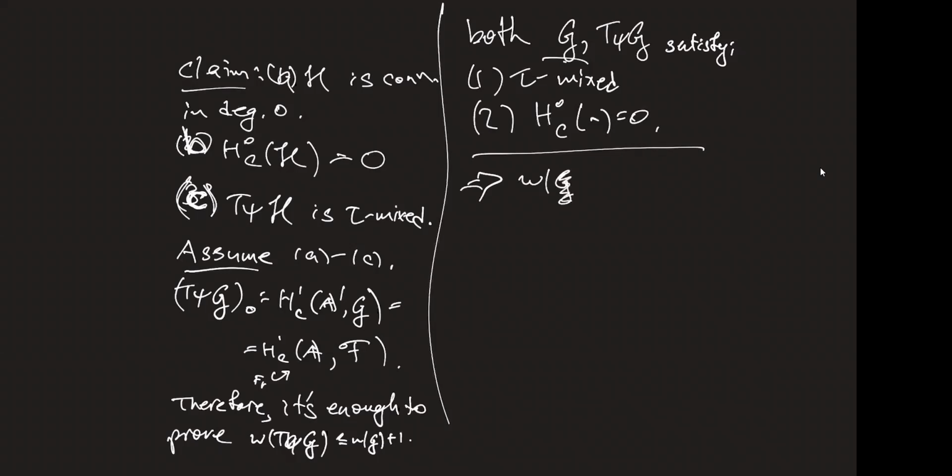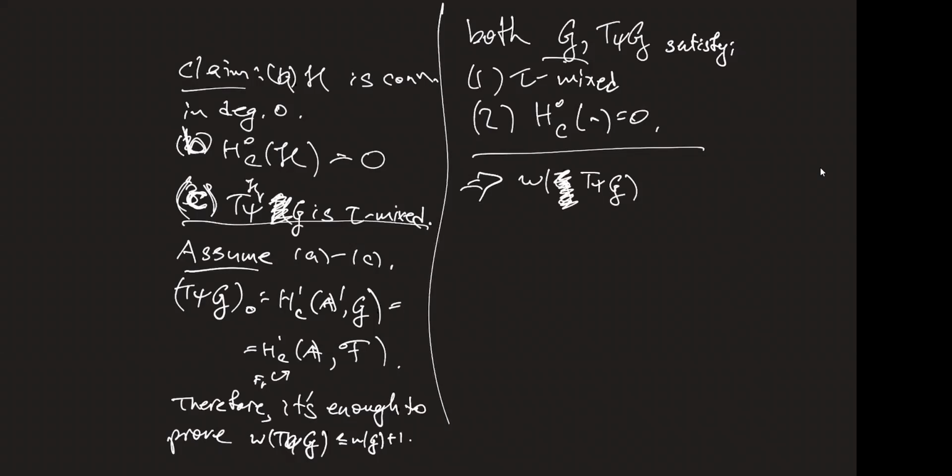Wait, why do we know the Fourier transform of G is mixed? Property C doesn't say that the double Fourier transform is mixed? Oh, no, sorry, this is my bad, thank you. G. Oh, okay. Yeah, sorry.